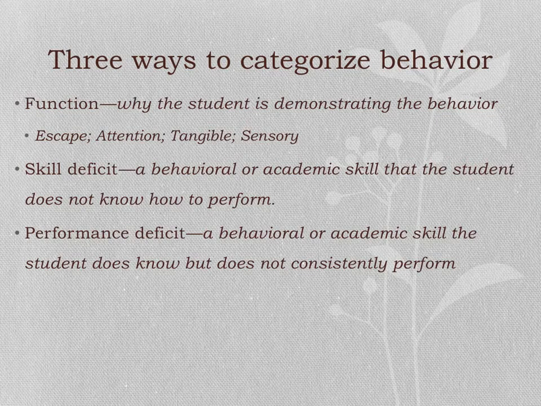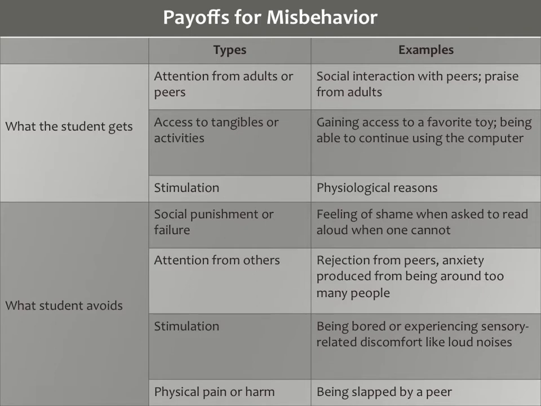This is just a chart that talks about the payoffs for misbehavior. So what does the student get? Maybe attention from adults or peers, or it could be access to tangibles, or it could be stimulation. And what could the student avoid? It could be punishment or failure, it could be attention from others, or it could be the whole stimulation piece that we talked about. So when we have students who bang their heads, it could be because of a sense of stimulation that they get when they actually bang their heads, say for example, against the wall.